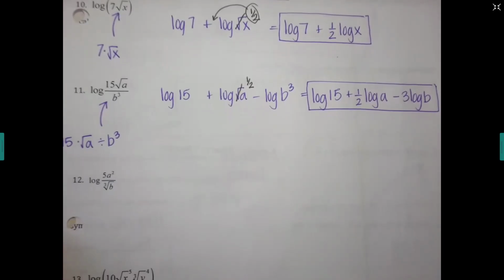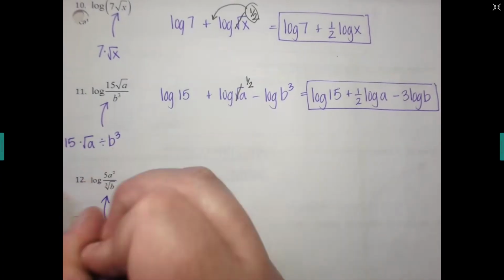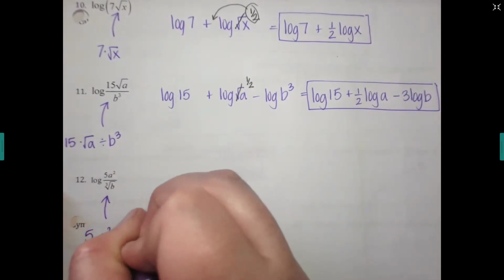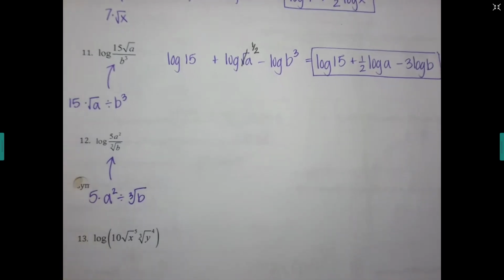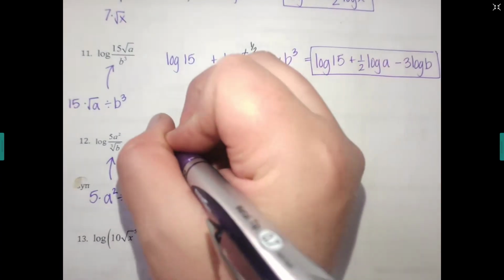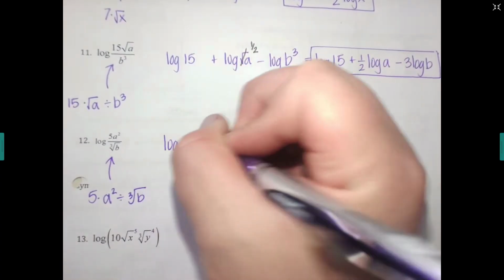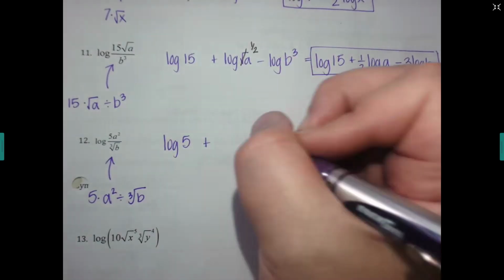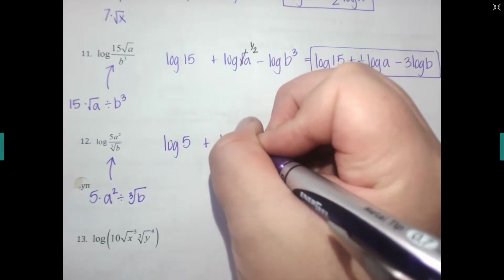All right, take a look at number 12. This time, my square root has a little 3 in the elbow. That makes it a cubic root. So when I break this down, it's a 5 times A squared divided by a cubic root B. And then remember, the reason that matters is multiplied stuff will get a plus, divided stuff will get a minus. So I'll have log 5 plus or minus log A. Plus, and then where will I put the squared? So it'll be like that.